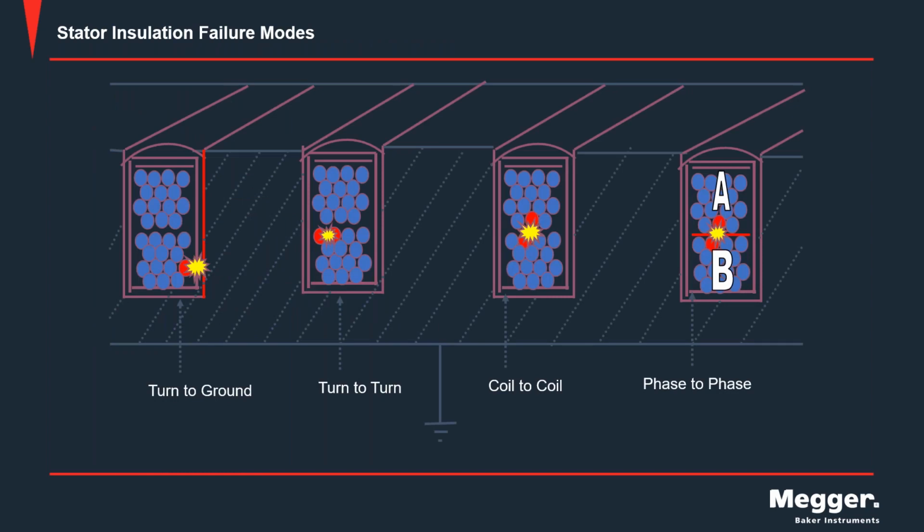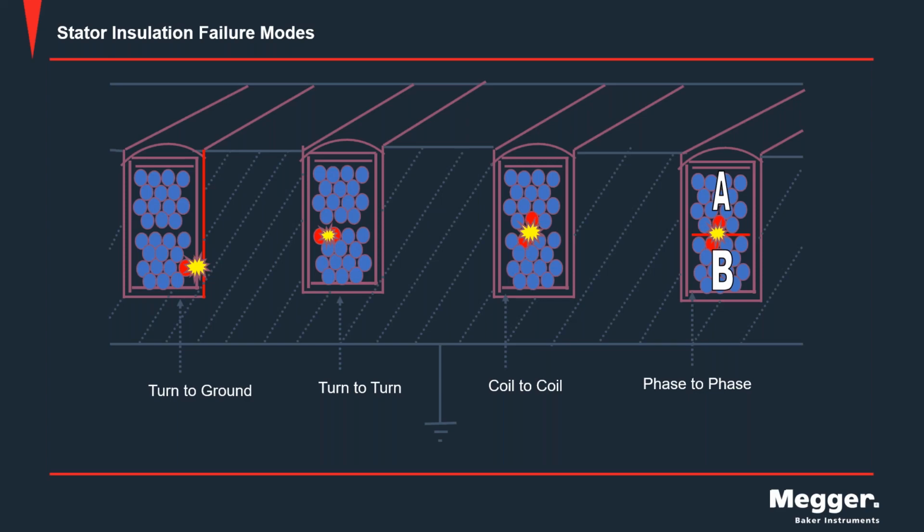Here we see the actual failure modes of the motor. So we get turn to ground. So that's between a turn and the ground wall, where the insulation there has been compromised and is now less strong than we'd like. So this is where we spend a lot of our time with DC tests. So the MEGG test, PIDA, and the HIPOT test all give us that turn to ground information.